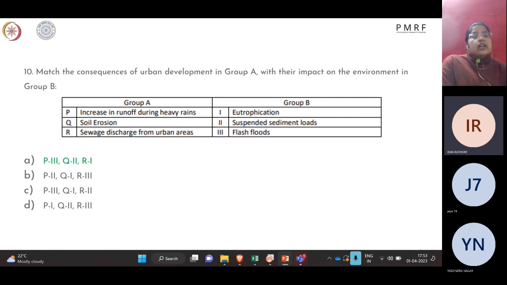it causes flash flooding. Then soil erosion causes sediment load, suspended sediment loads, and sewage discharge from urban areas causes eutrophication, or increased density and production of plant species in the water bodies because of excessive nutrients being present in the water body. So A was the correct answer.